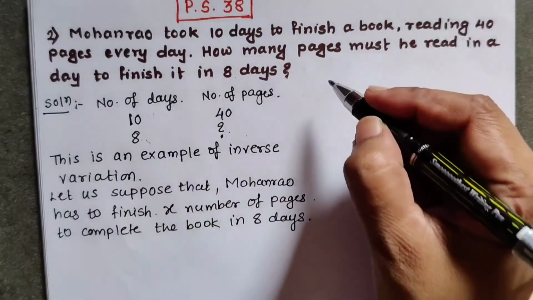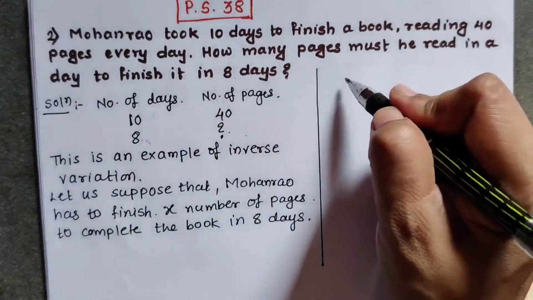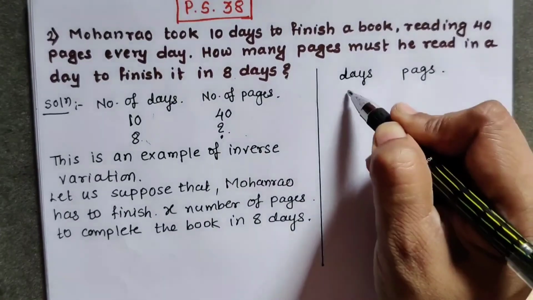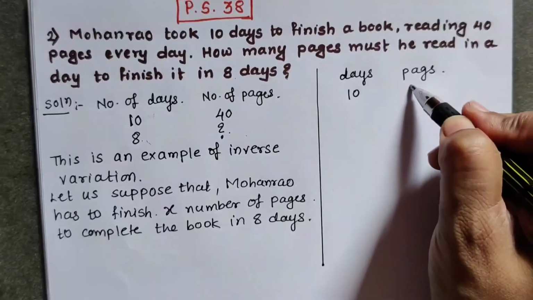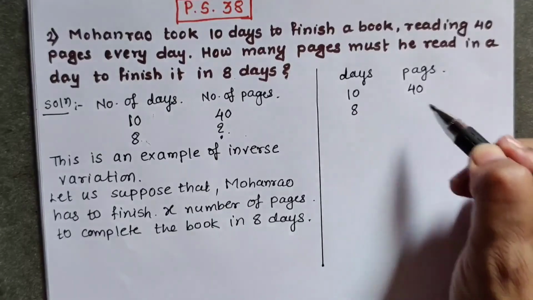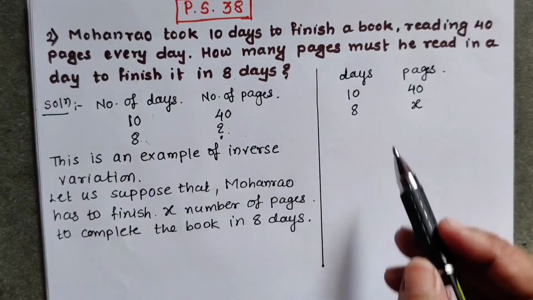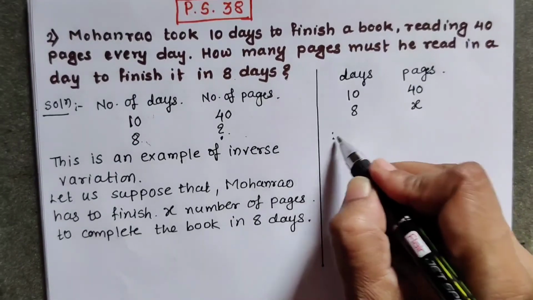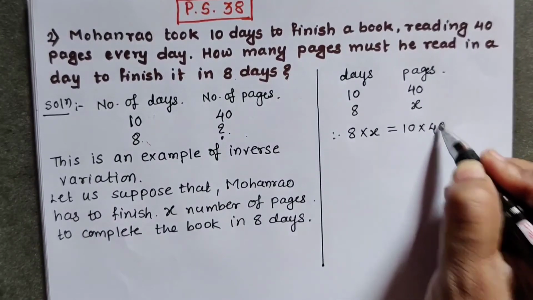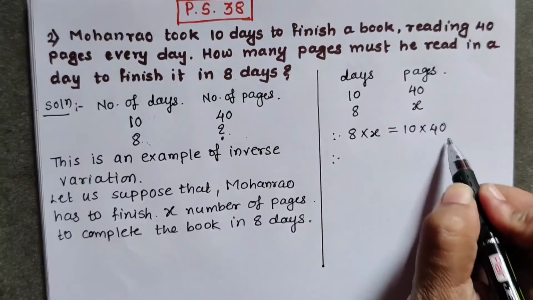So let us write this chart again. I am writing on this side now. Number of days and number of pages, I am writing the chart again. Previously the days were 10 and he finished 40 pages to complete the book. Now the days are 8, so he has to finish X pages. We have taken X pages. Now as this is an example of inverse variation, their product is constant. That means 8 multiplied by X is equal to 10 multiplied by 40. This product is constant. Now we are going to transfer this 8 from the left hand side to the right hand side.